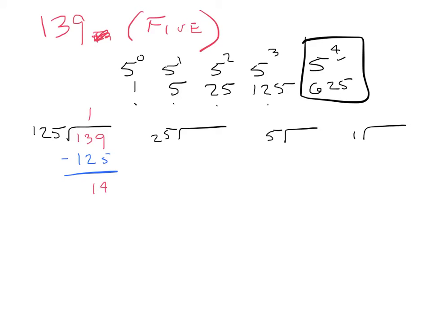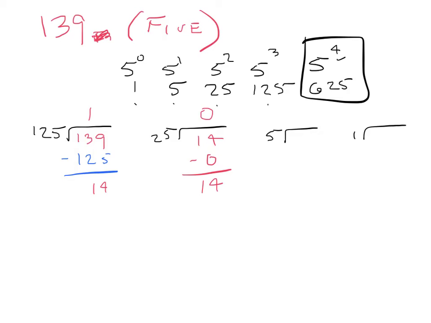Then we take our 14 and plug it right back in. We take 14 divided by 25. Be careful here. A lot of people make the mistake of doing 25 divided by 14. You need to do 14 divided by 25, which is 0 point something. So we get a 0 here. We do 25 times 0, which is 0, and we subtract the numbers, and we get 14 again.